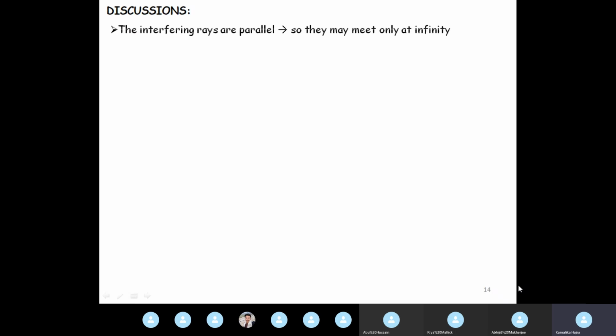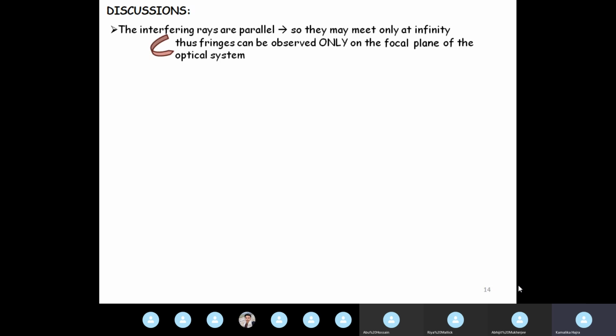Okay. First thing, we discussed this earlier once again, so you can understand the importance. The interfering rays are parallel, so they meet only at infinity, and as suggested by you, we require a lens or a converging optical system which can converge the rays to meet virtually on the focal plane.